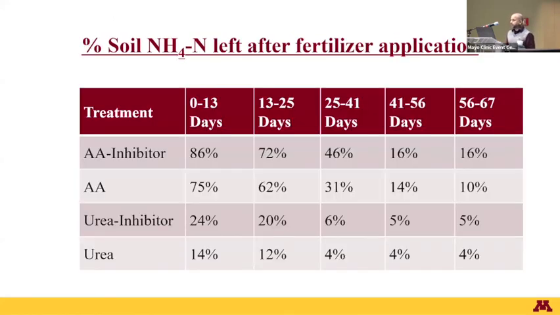Again, this table here shows the percent of ammonium left at certain day intervals after the fertilizer application. And you can see that nitrification inhibitors reduce the nitrification by 2 to 15% when they were used with anhydrous, as compared to 1 to 10% when they were used with urea across all the sampling intervals. Across all the sampling intervals, anhydrous with and without inhibitor retained more than 50% of ammonium as compared to urea with and without inhibitor. Again, this data emphasizes a more prominent effect of nitrogen source as compared to inhibitor.